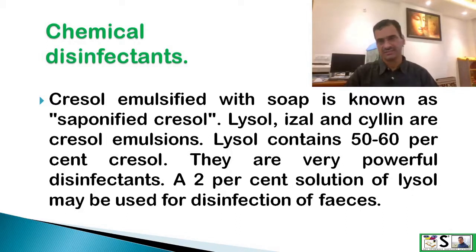Lysol, Izal, and xylene are the creosote emulsions. Lysol contains 50 to 60% creosote. They are very powerful disinfectants. A 2% solution of Lysol may be used for disinfection of feces.